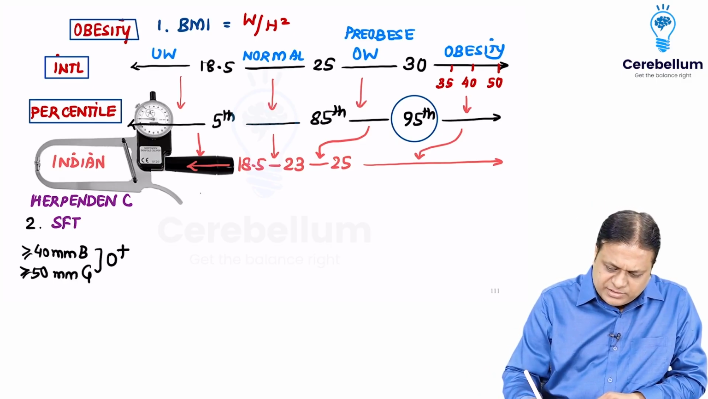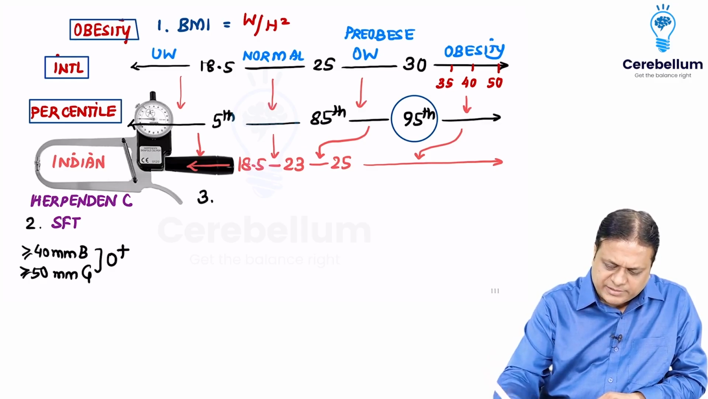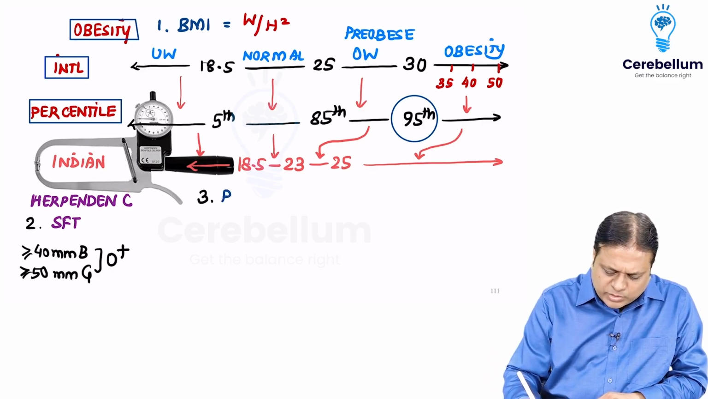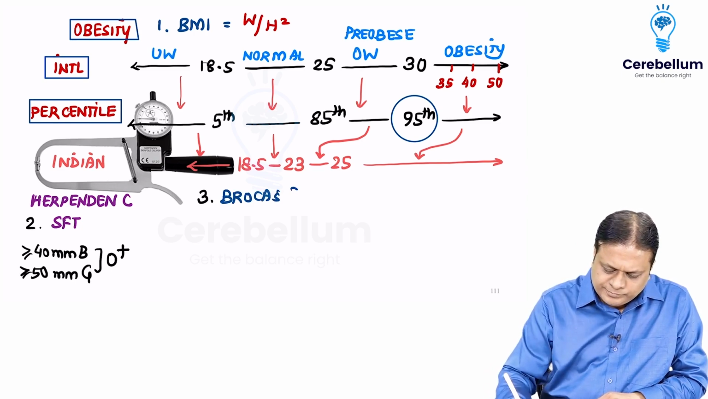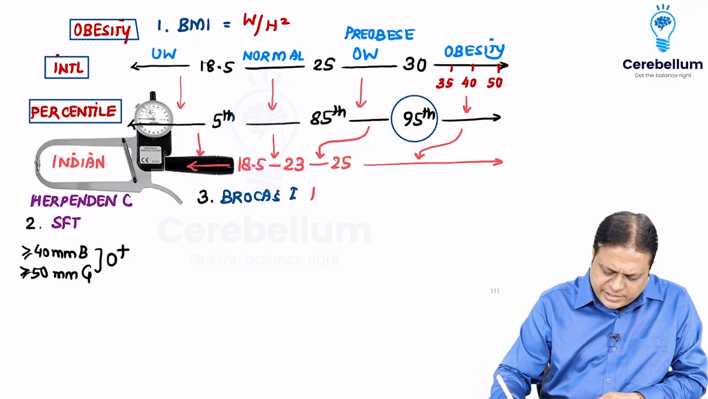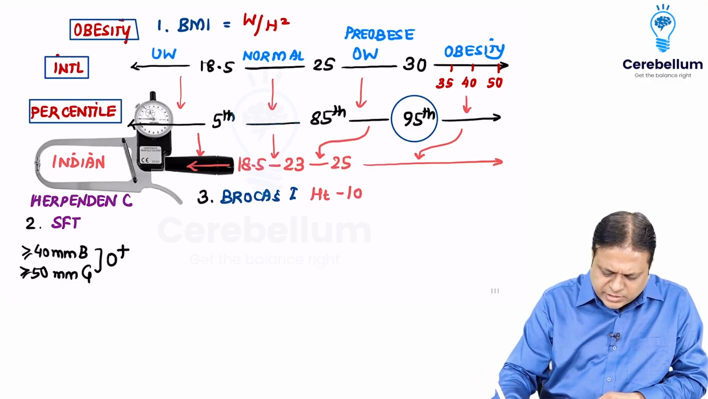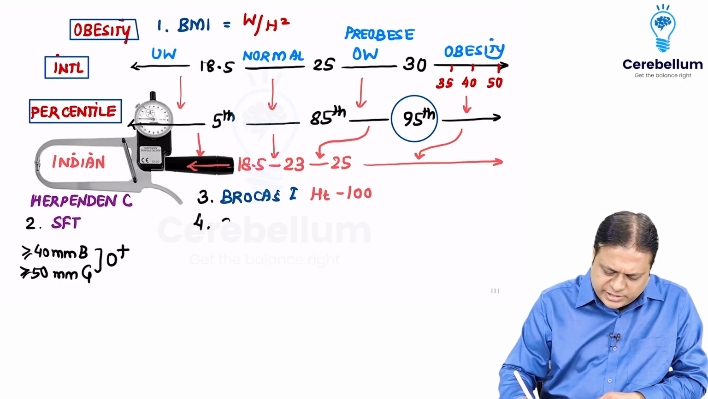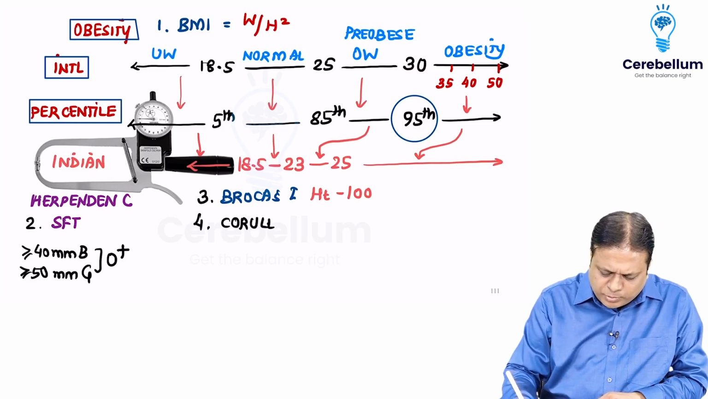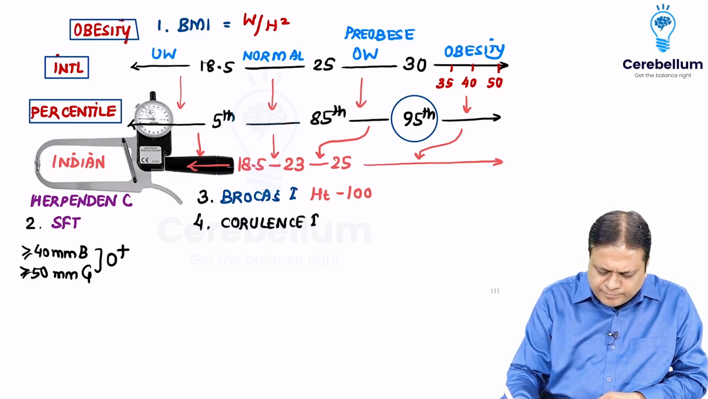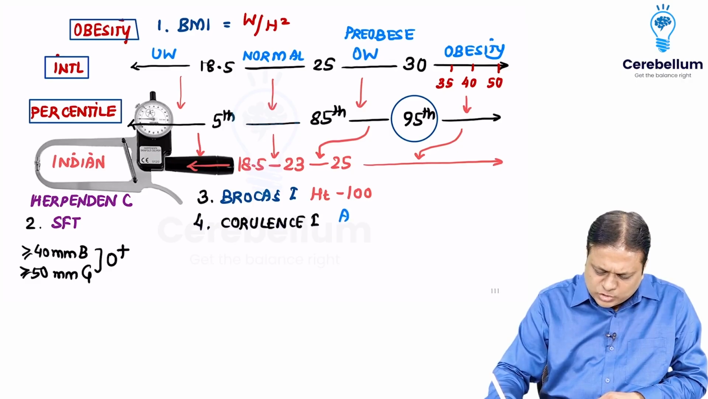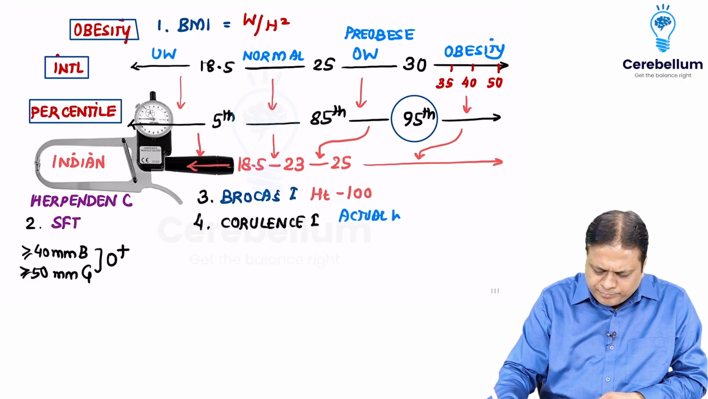Then we have the third indicator, that is Broca's index: height in centimeters minus 100. Fourth, corpulence index. Corpulence index is actual weight upon desirable weight.